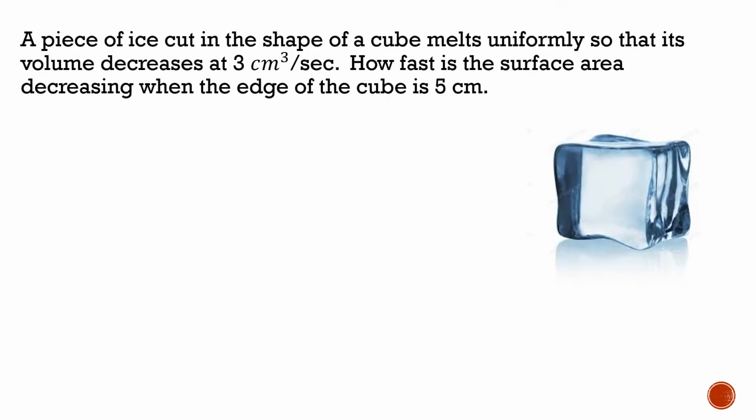All right, example 2. We have a piece of ice cut in the shape of a cube that melts uniformly so that its volume decreases at 3 centimeters cubed per second. How fast is the surface area decreasing when the edge of the cube is 5 centimeters?